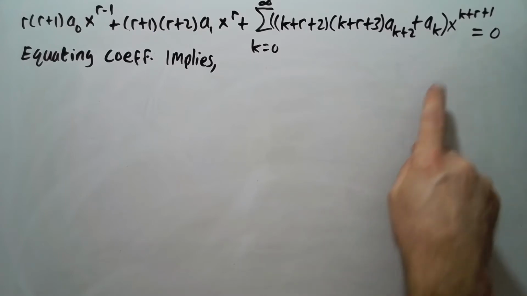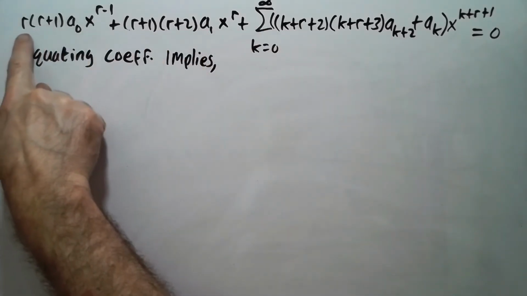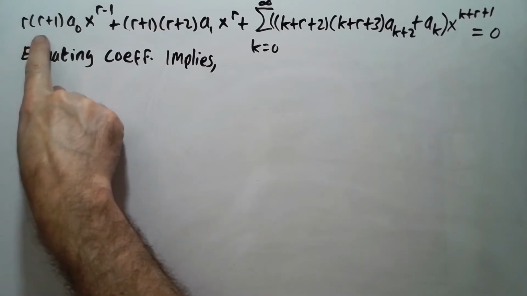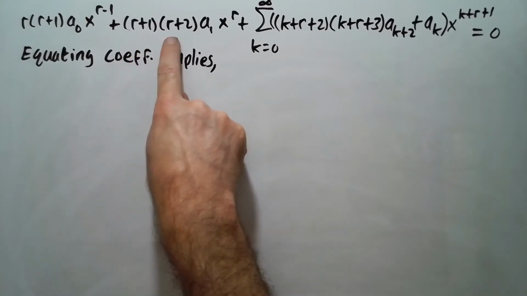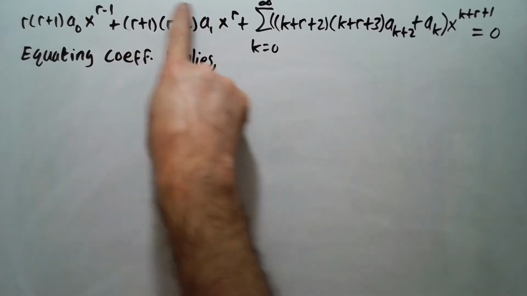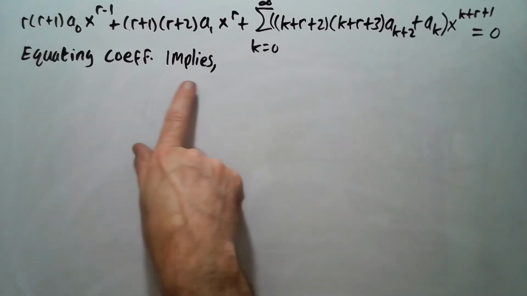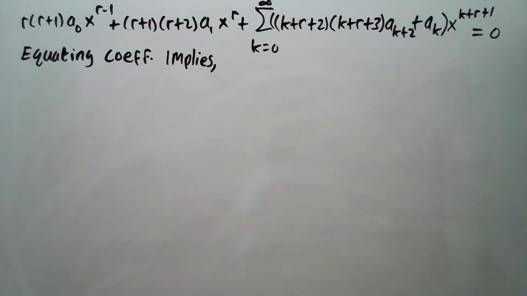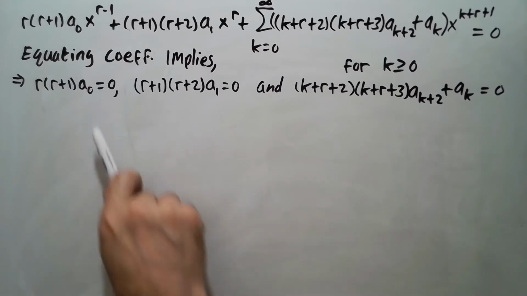So this means that all the coefficients in front of the x's would have to be 0. In particular, r times r plus 1 times a0 would have to be 0. The r plus 1 times r plus 2 times a1 would have to be 0. And this guy would have to be 0. So equating coefficients, we get the following equations.